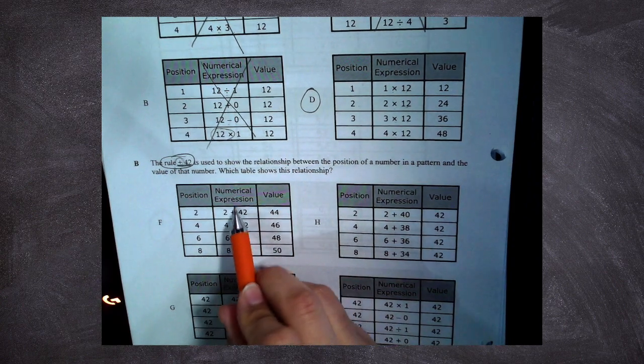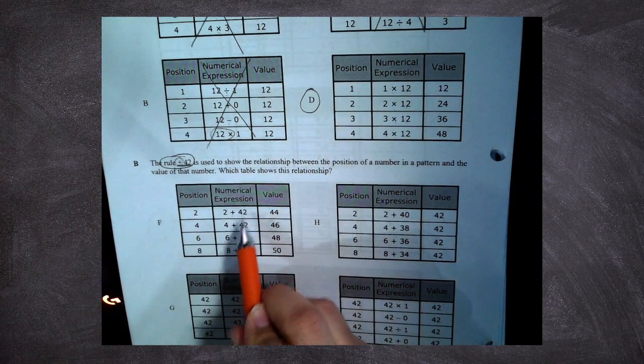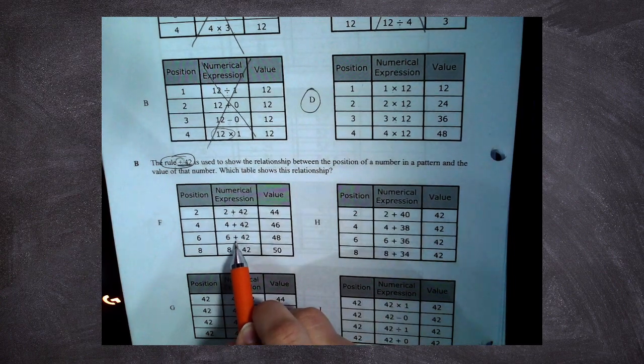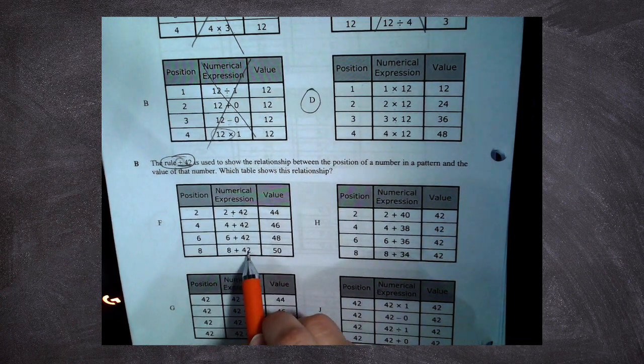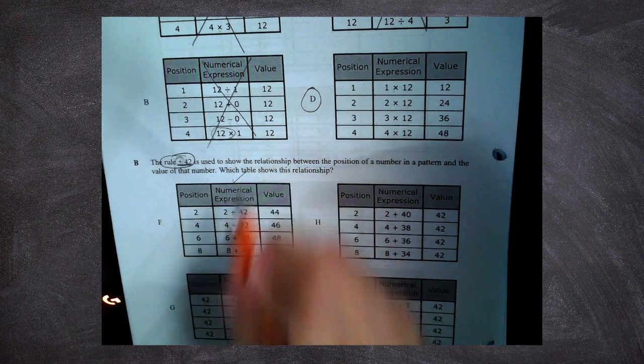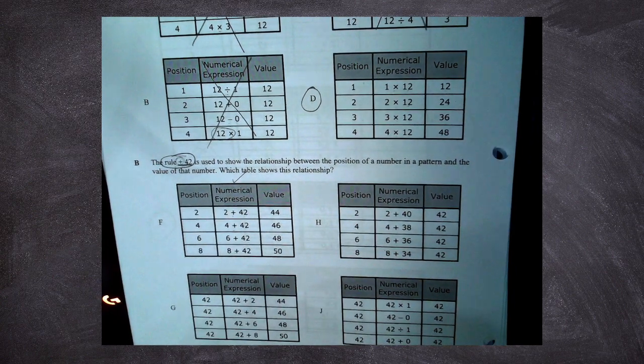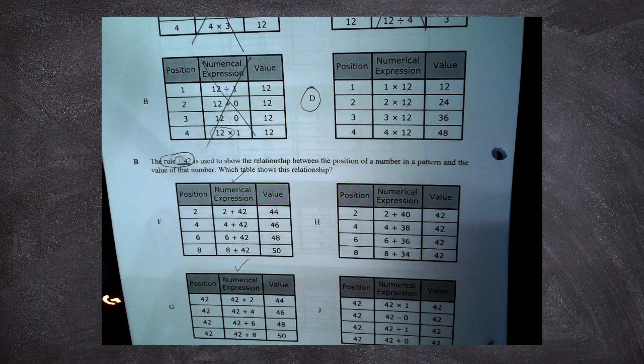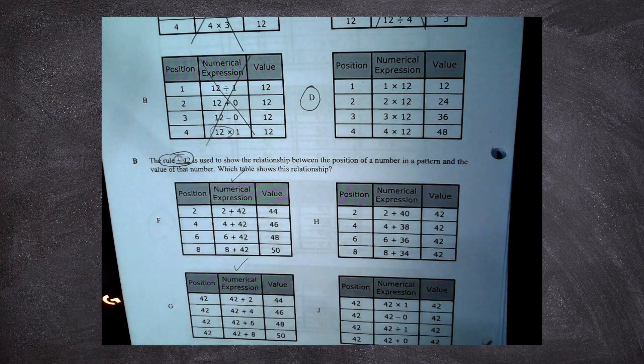Answer choice F. Look in the middle. Plus 42, plus 42, plus 42, plus 42. Is that following my rule? Yes. Yeah, that one's okay. What about G, Violet? Is G following my rule? Yes. Yeah, it's got plus 42, plus 42, 42. Okay, also good. What about H? H following my rule? No.